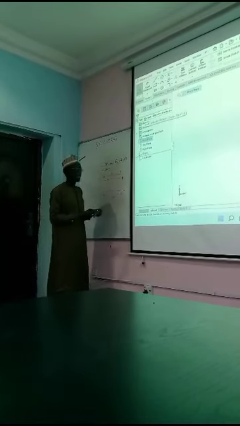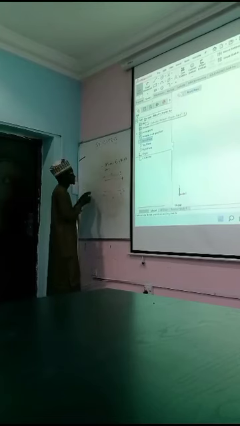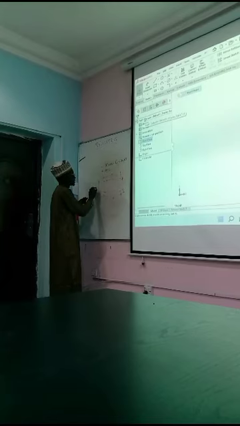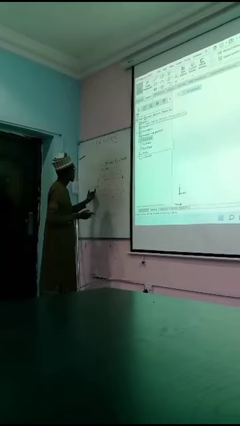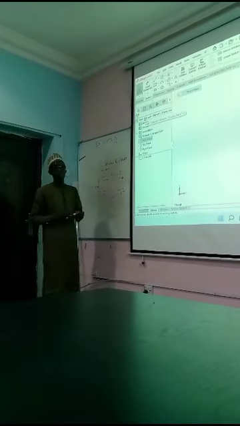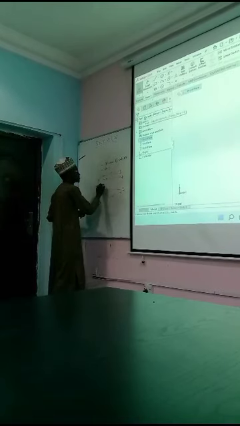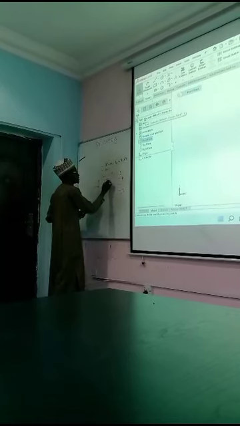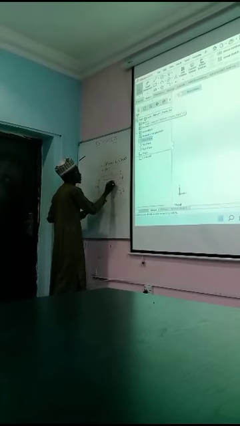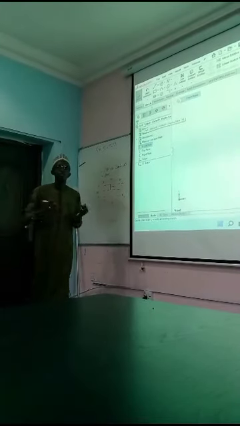You only want to look for the center. Maybe from this distance to this distance is 0.5 meters. So you now divide 0.5 meters, and you have 0.25 meters, which is 250 millimeters.